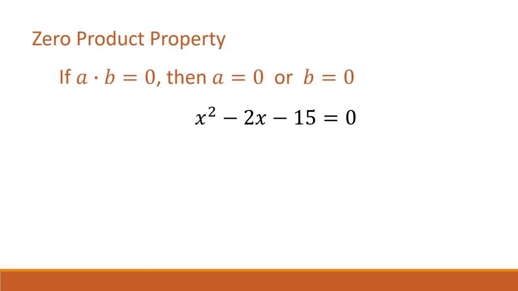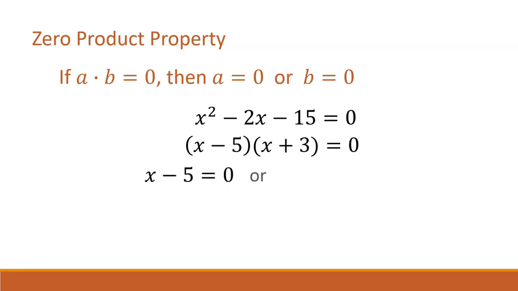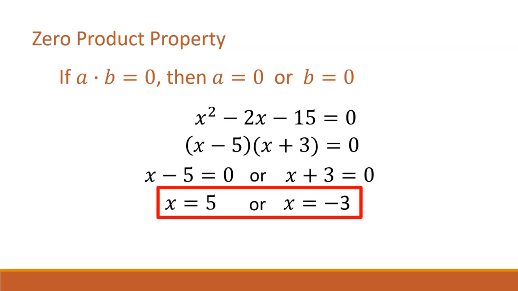If we factor the left side of the equation, we have two factors which, when multiplied together, equal 0. At least one of those two factors has to equal 0, and that leads us to our solution of either x equals 5 or x equals -3. That example used the zero product property to solve a quadratic equation, but we can also use the zero product property to solve higher order equations as long as they're factorable.